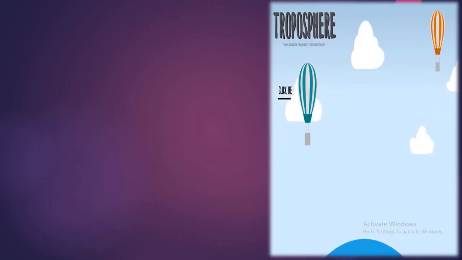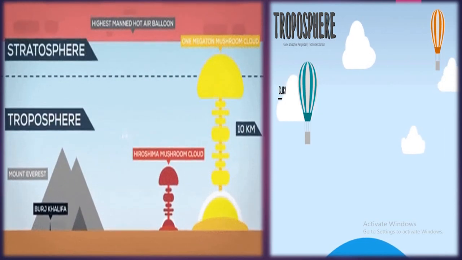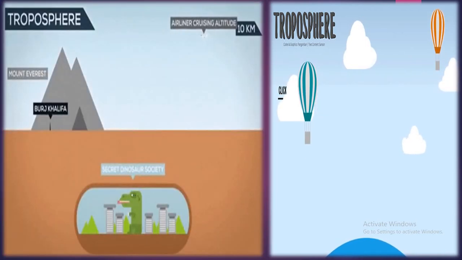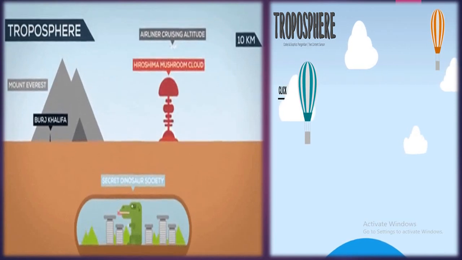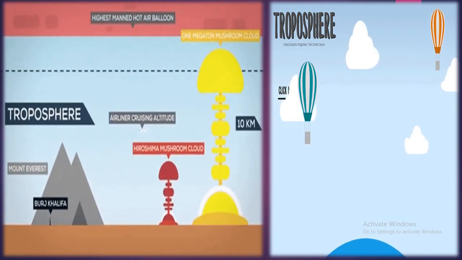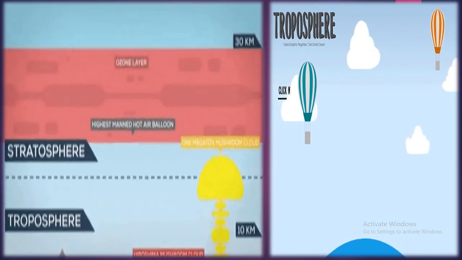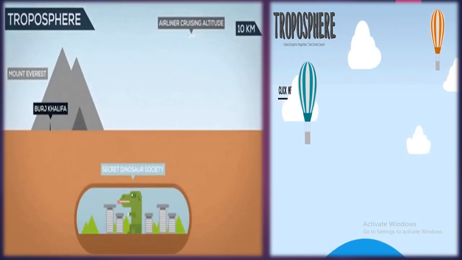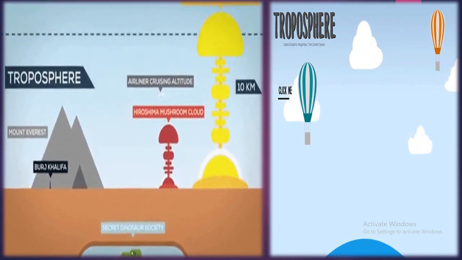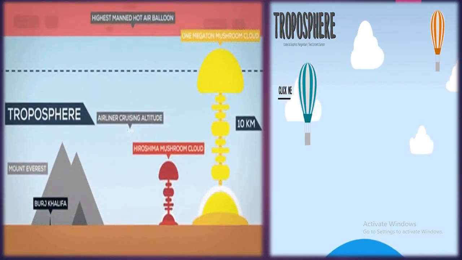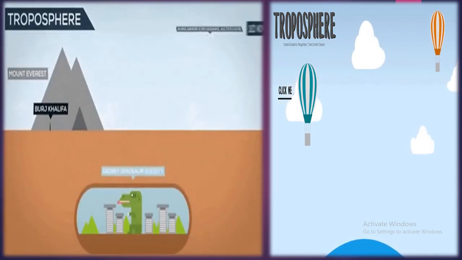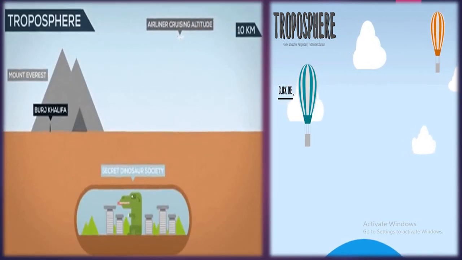We'll see what is troposphere. It's the lower layer of atmosphere, and in the Greek word it is called tropos, meaning turn or change. It extends from 8 km at the poles up to 18 km at the equator. Almost all the weather phenomena take place in this layer. That's why it's called the weather making layer.